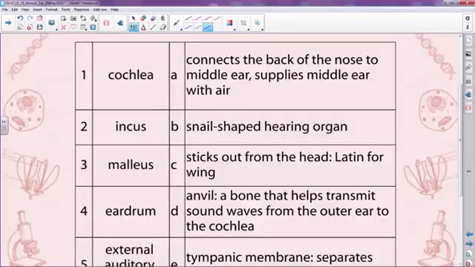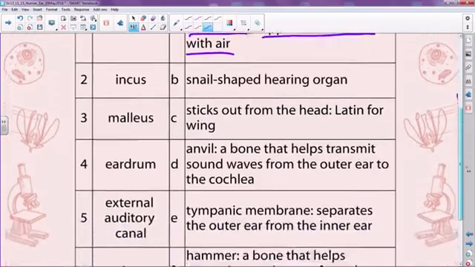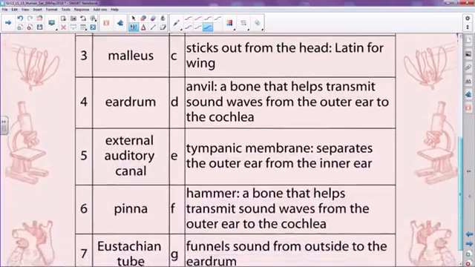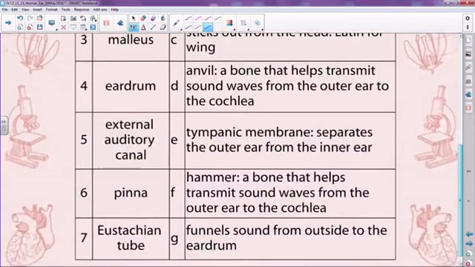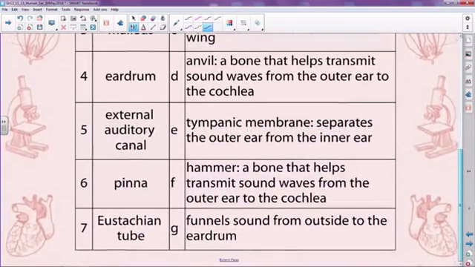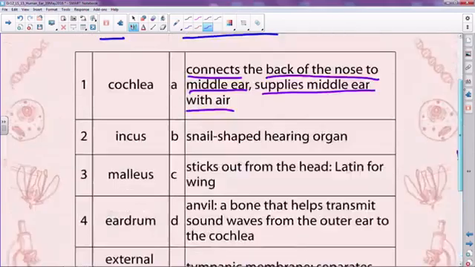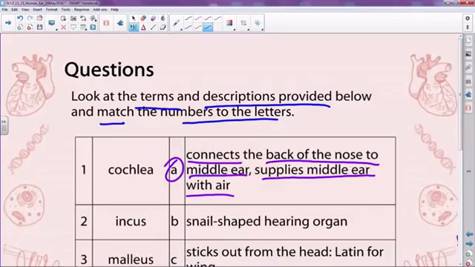I have a look at: connects the back of the nose and the middle ear, supplies the middle ear with air. Okay, now, cochlea, no. Incus, definitely not. Malleus, no. Eardrum, external auditory canal. Have you noticed? I keep saying that wrong. And then pinna, and then eustachian tube. To me, that's where it is. So A will be over here. It's the first one, so A's out of the way.